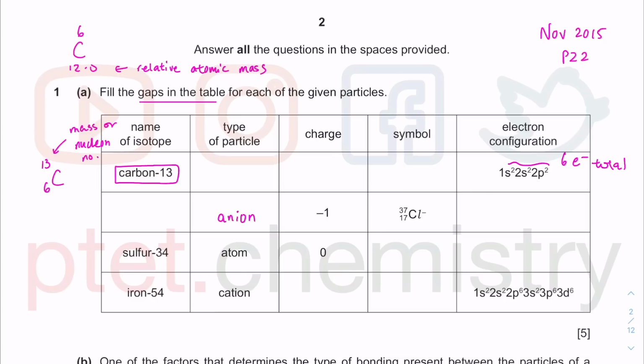So what do we have? We have 6 protons, so that's the number of protons, or what you will call atomic number. And if that is true, 6 electrons and 6 protons, that means we have 0 charge, because the number of protons is equal to the number of electrons when you have an atom. So this must be an atom. And I can go straight to sulfur 34.